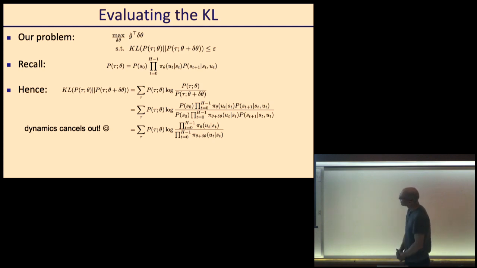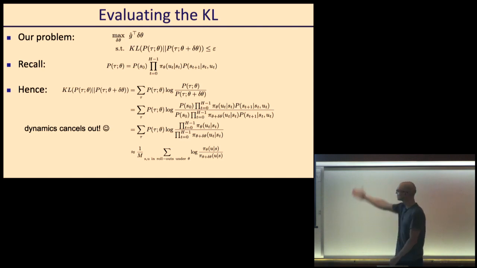Then you might say, well, isn't the dynamics still sitting up front, the probability of a trajectory under policy pi theta? Yes, it is, but that's an expectation, right? And so we can just do rollouts under our current policy and evaluate an approximation to this expectation from samples, and this is what we have. So the expected log ratio of probability of action given state under the old policy over probability of action given state under the new policy.